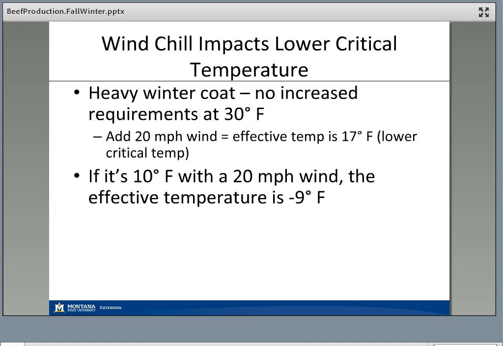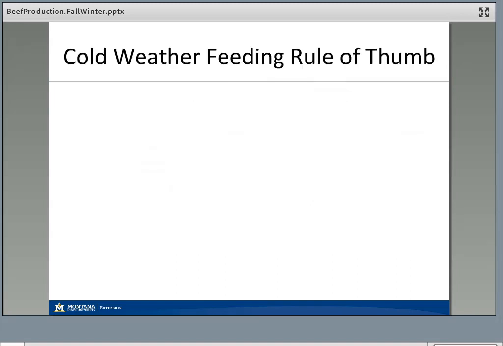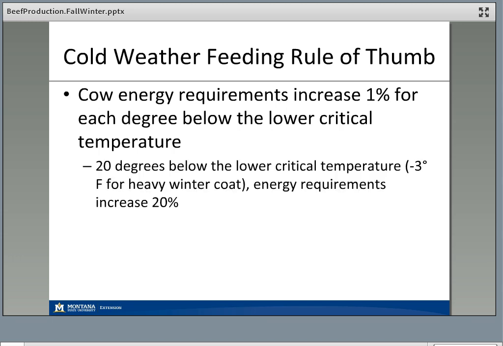So here's a cold weather feeding rule of thumb. Cow energy requirements increase about 1% for each degree below the lower critical temperature for your situation. So say you're 20 degrees below the lower critical temperature, so that'd be like 3 below if you had a heavy winter hair coat, then that would mean that energy requirements would increase 20%. In this particular example, that might mean about 4.5 to 5 pounds of a good quality hay that you need to feed extra that day, or 3 to 3.5 pounds of grain.